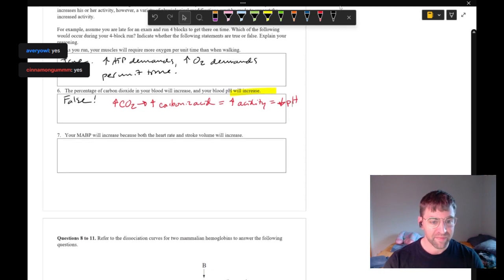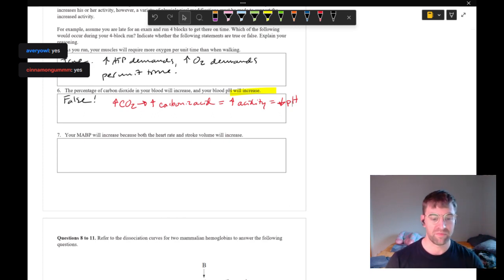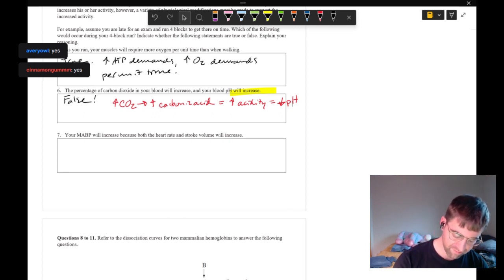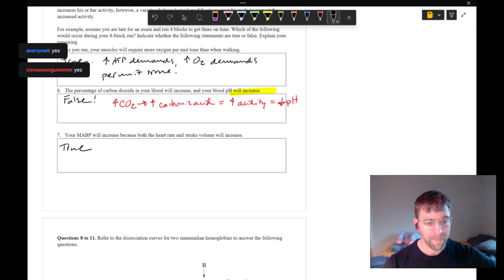All right. Your mean arterial blood pressure will increase because both the heart rate and stroke volume will increase. This is true. To increase the rate of delivery of both food and oxygen to the muscles, both heart rate and stroke volume will increase.